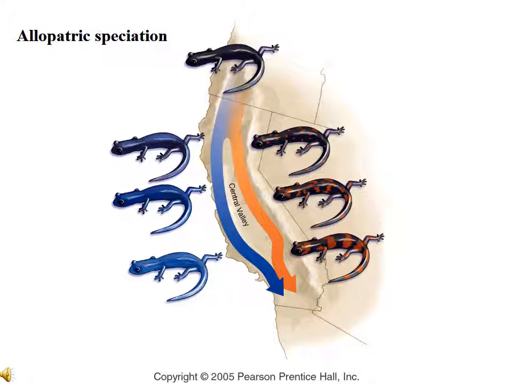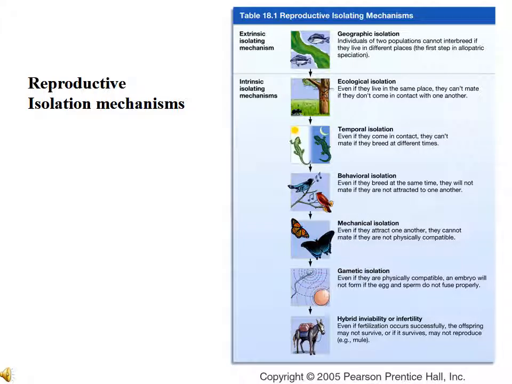Again, barriers develop that separate a population, and as a result, each side of the barrier evolves two different species. So now let's look at what happens as a result of allopatric speciation. What really results is conditions are produced that prevent mating. Basically, reproductive isolation mechanisms. These reproductive isolation mechanisms can be listed as follows. And let's look at this carefully.